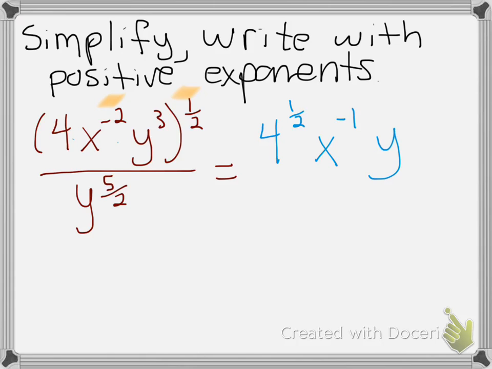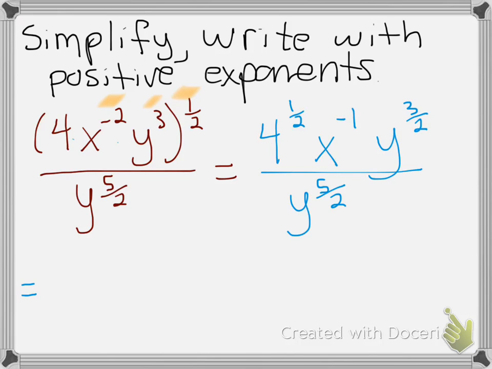And the same thing for the exponent on top of the y. You'll do the 3 times the 1/2. So 3 times 1/2 would be 3/2. Now on the denominator, I don't have any other parentheses, so I'm just going to leave that the same for now. And then we'll continue on down here to simplify that.